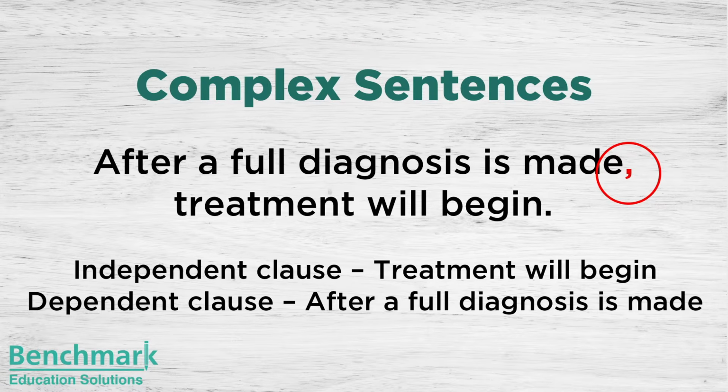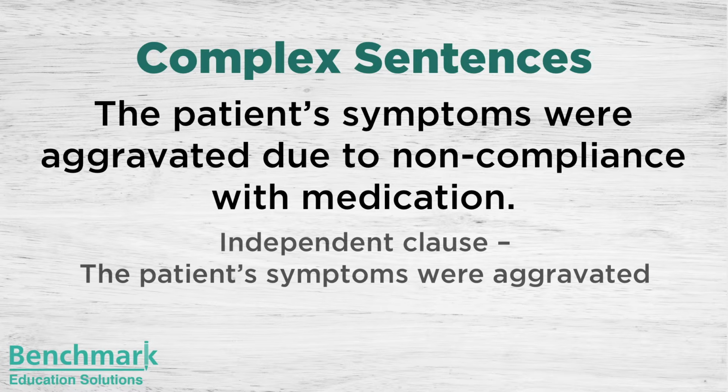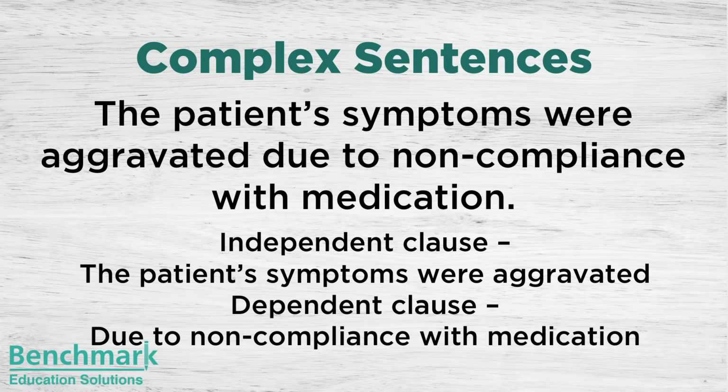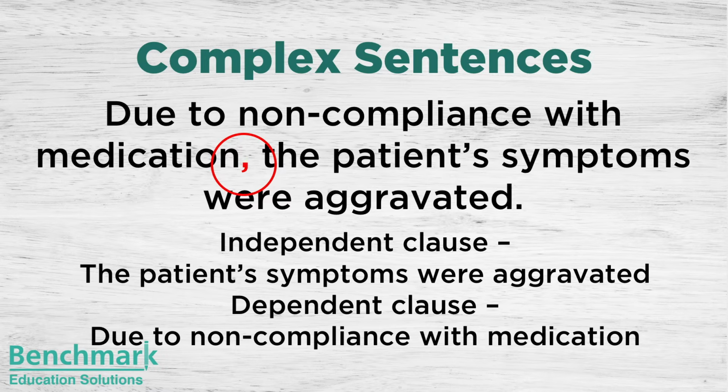Here's another example. The patient's symptoms were aggravated due to noncompliance with medication. The independent clause is the patient's symptoms were aggravated. The dependent clause is due to noncompliance with medication. Here, because the independent clause comes first, we don't need to use a comma. The patient's symptoms were aggravated due to noncompliance with medication. However, when we put the dependent clause first, we need the comma to separate them. Due to noncompliance with medication, the patient's symptoms were aggravated.